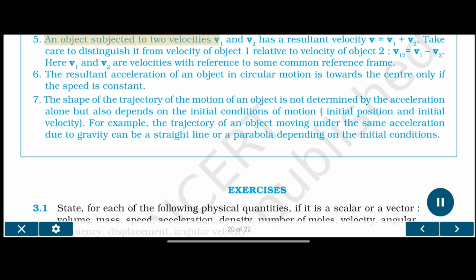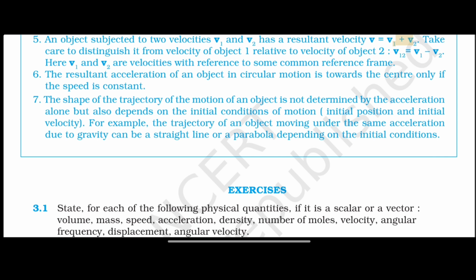5. An object subjected to two velocities v1 and v2 has a resultant velocity v equals v1 plus v2. Take care to distinguish it from velocity of object 1 relative to object 2, v12 equals v1 minus v2. Here v1 and v2 are velocities with reference to some common reference frame. 6. The resultant acceleration of an object in circular motion is towards the center only if the speed is constant.